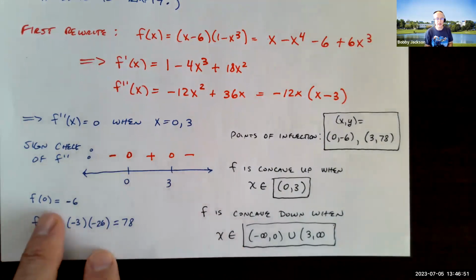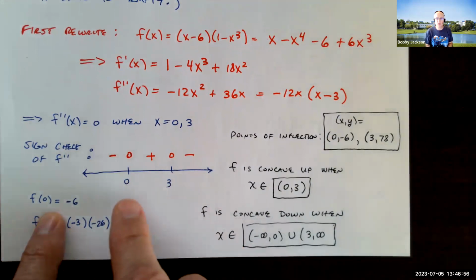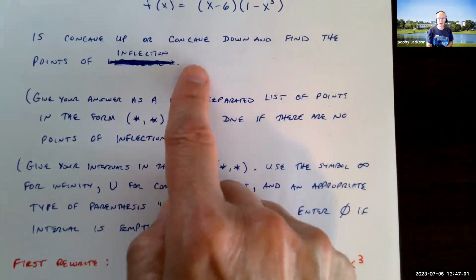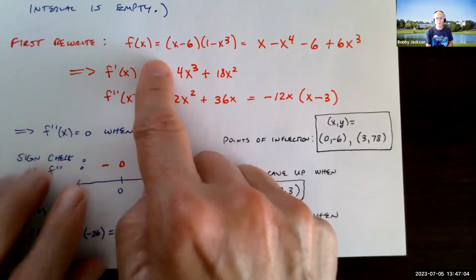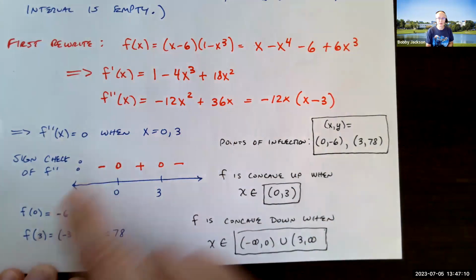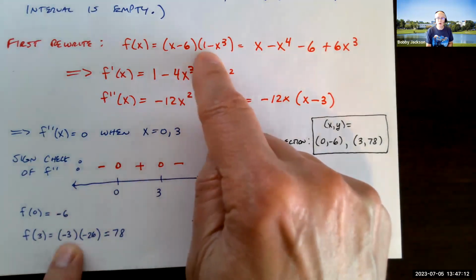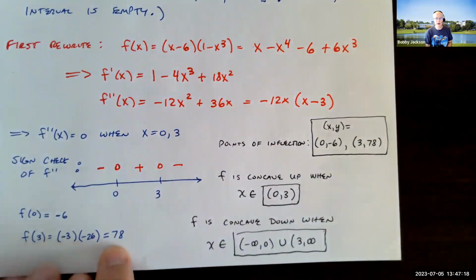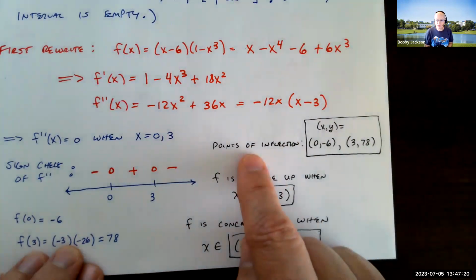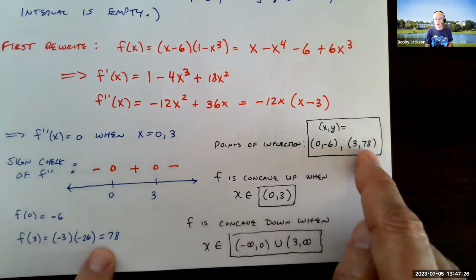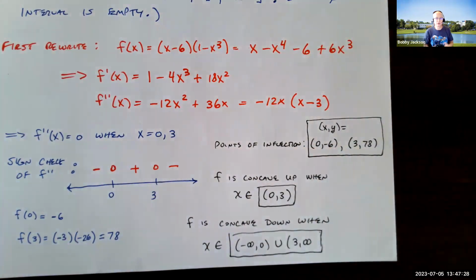What they want you to get is the y coordinates, because they want points actually listed, x, y points for the points of inflection. So I just go back to the original function and plug in 0. If I plug 0 into the original function, I'll just get -6 times +1, which is -6. If I plug in 3, I'll get -3 times 1 minus 3 cubed, 1 minus 27 is -26, and then multiplying them, I get +78. So when you list the points of inflection, you're going to do (0, -6) and (3, 78). On tests, I'll typically just say, give me x equals 0 and x equals 3.